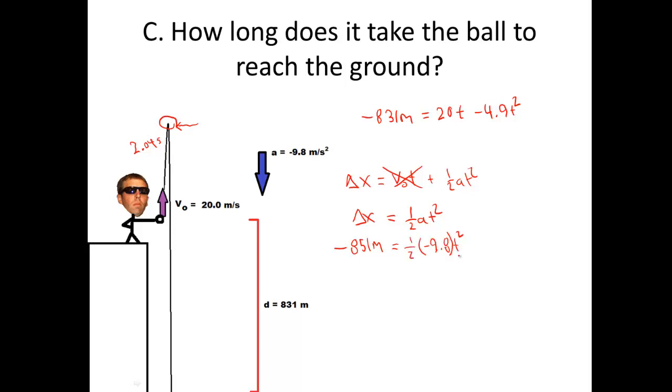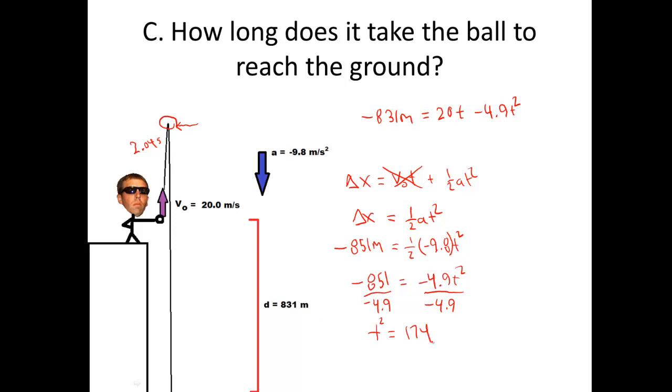And if we just simply take half of negative 9.8, our equation will end up looking something like this. All you have to do at this point is simply divide both sides by negative 4.9. And of course, a negative divided by a negative should give you a positive, and that makes sense because when we take the square root of both sides, you cannot take the square root of a negative number. Therefore, we should expect to get a positive number on the left-hand side. And what we end up with is t squared equals 174.